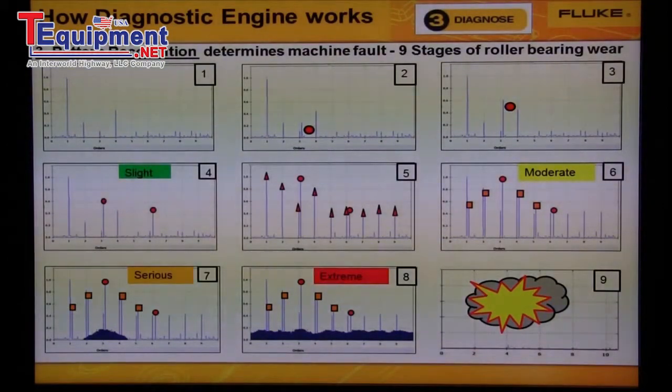Here's an example of the pattern that we would see from a roller bearing. Notice we see the 9 stages of roller bearing wear. We don't need to analyze the data because the diagnostic engine will do this for you. These rules are built into the Fluke 810. You can watch the machine fault go from slight to moderate to serious to extreme.